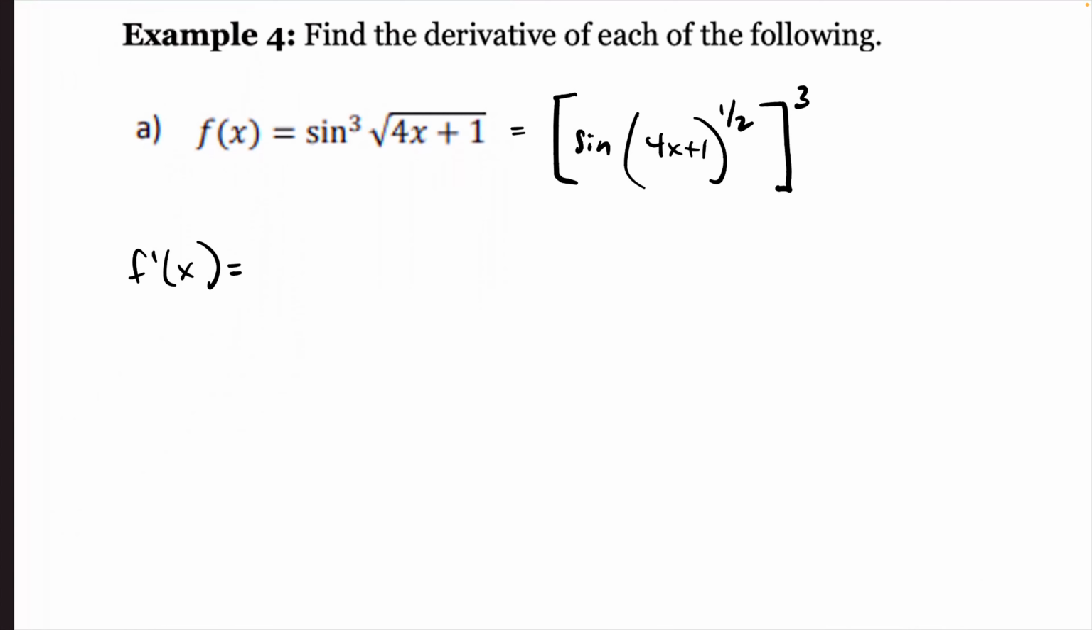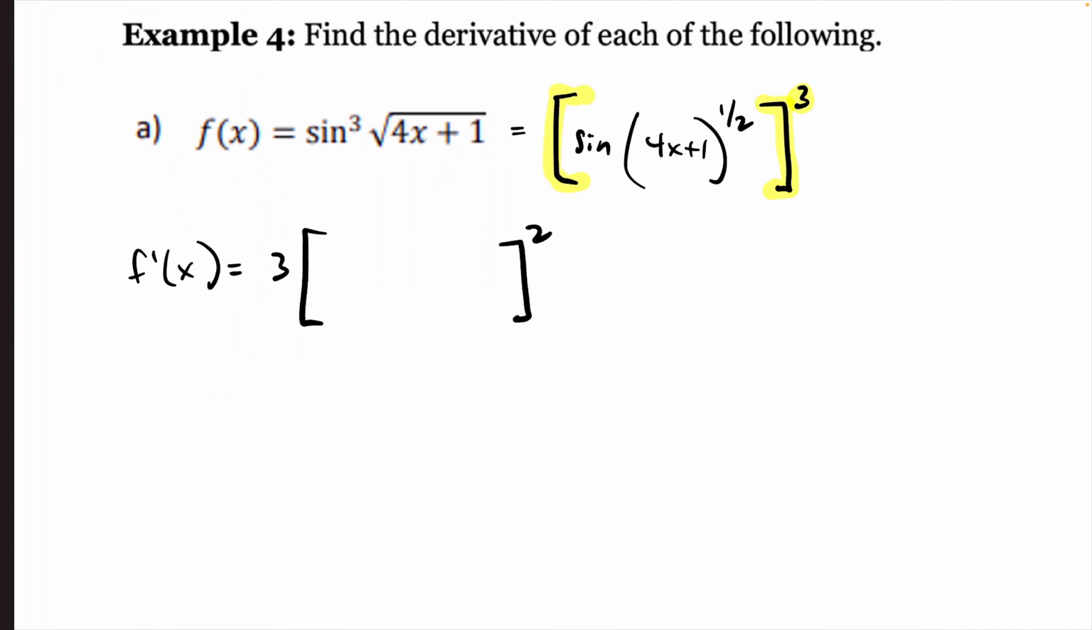Okay. Here we go. What did we say was the outside earlier? Something cubed. Good. Brackets cubed. So if we had something to the 3rd power, how would we use the power rule? Move the 3 to the front. And then what would we do? Subtract 1 from the power. That's what we're going to do.